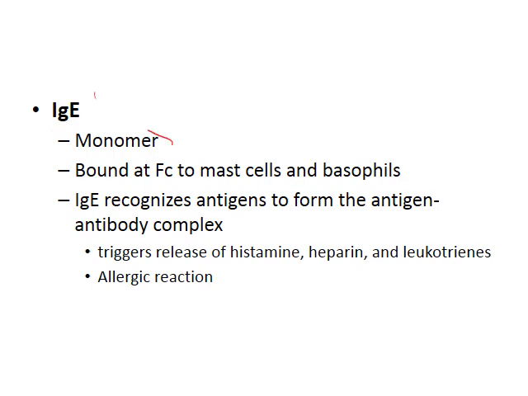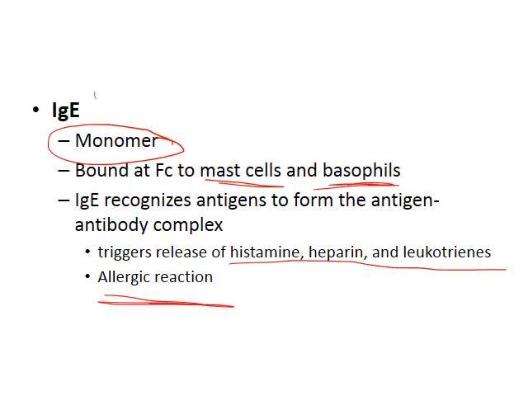IgE is a monomer. So only one part, just like IgG, but the difference is the Fc portion is bound to either a mast cell or a basophil. So it's actually bound to a leukocyte, and this is how it's going to recognize antigens and activate these cells. Once your mast cells and basophils are activated, it's going to cause histamine, heparin, and leukotrienes to be released, which is going to cause your allergic reaction.